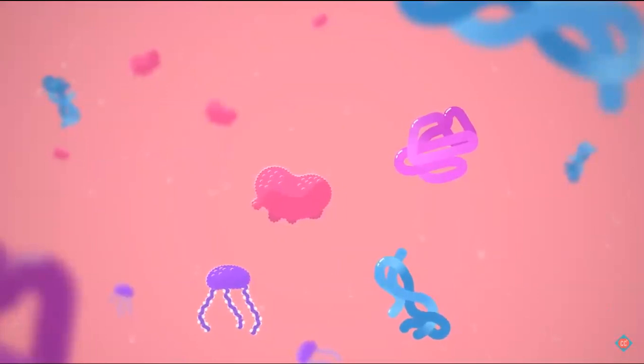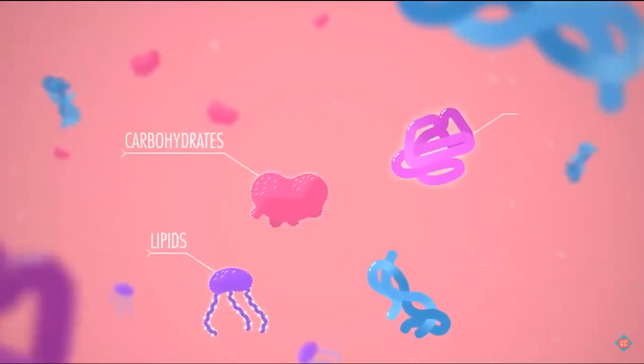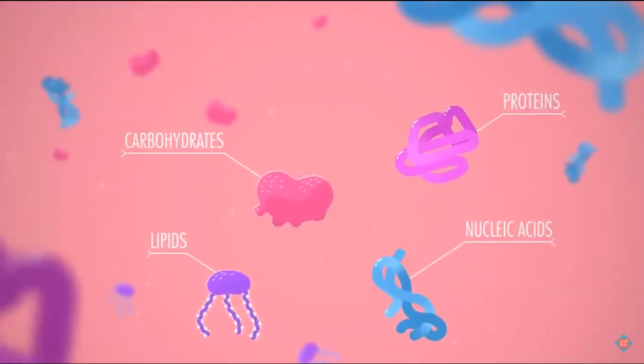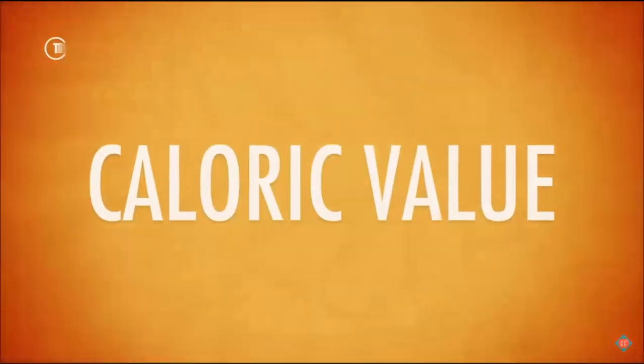And there are four main kinds. You got the lipids, the carbohydrates, the proteins, and the nucleic acids. Each possesses its own density of chemical potential energy, or caloric value. Like, for example, 1 gram of carbohydrate contains about 4 calories, while a gram of fat contains about 9 calories.